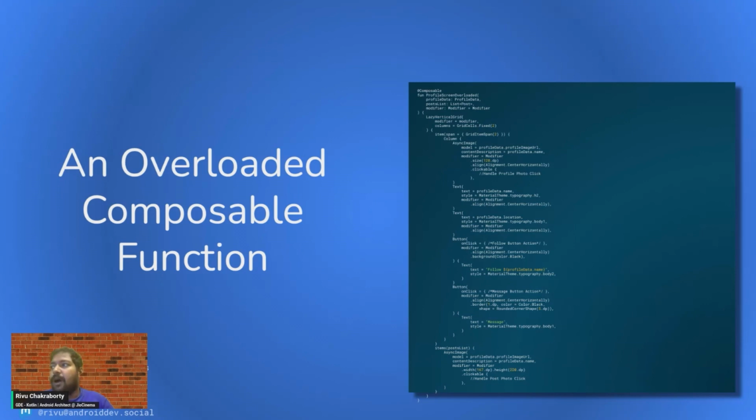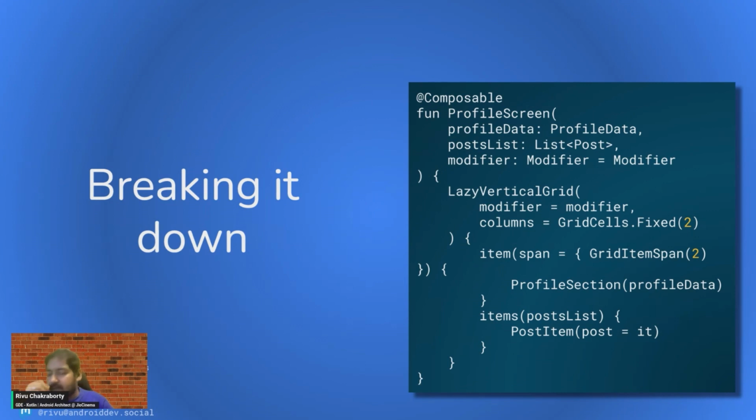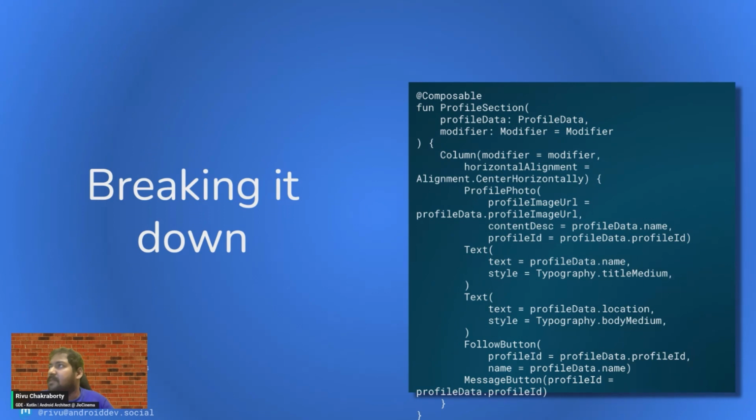Okay. Now this is a better way. So we should break it down. This is the profile screen where one of the items would be the profile section, where you will see the follow Jane button, message button, profile image, location, all those things. And then there will be another section for the post list, and you can do it like this. Profile section will be like this.